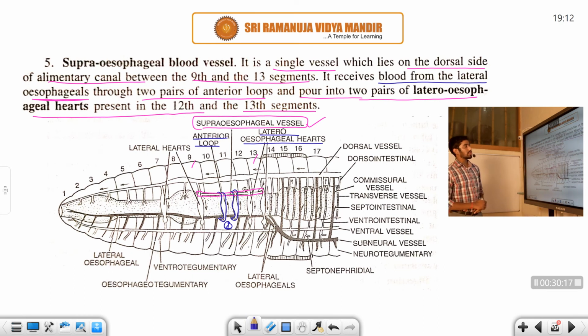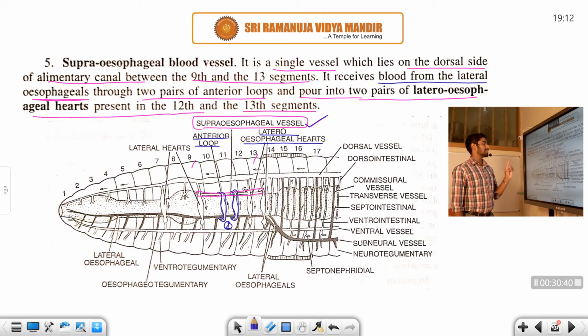So students, what do you understand about the supraesophageal blood vessel? Listen carefully. First of all, we are talking about the location. It is located from the 9th, 10th, 11th, from the 9th to the 13th segment, and it is observed laterally. You can see the pink colored area, it appears laterally.